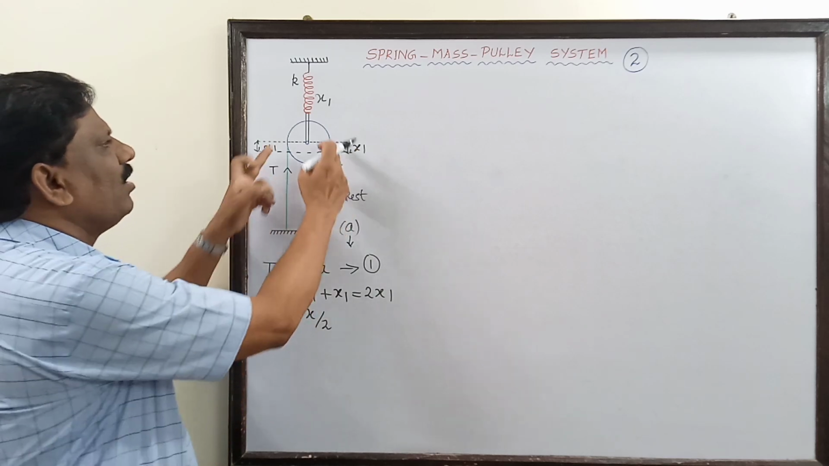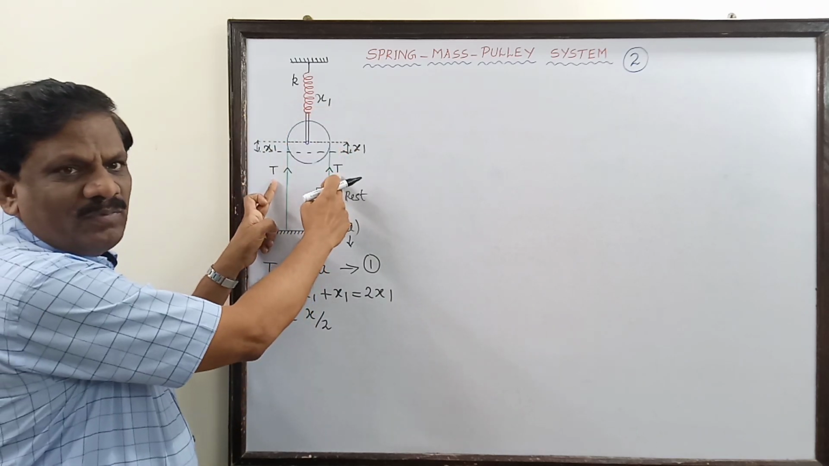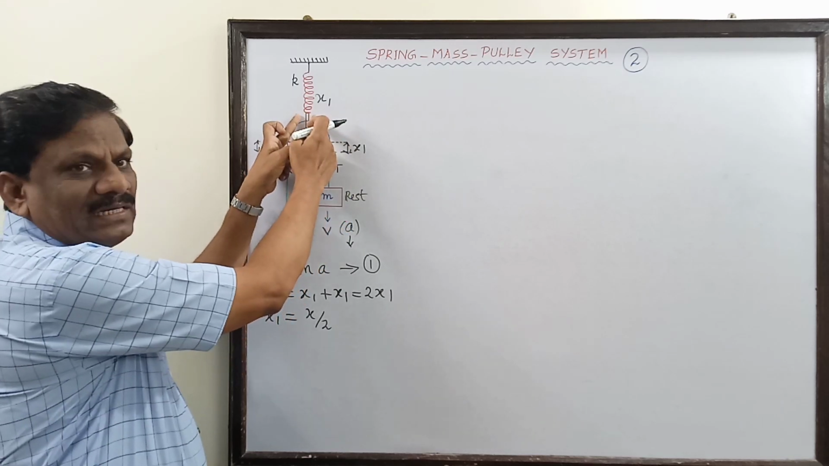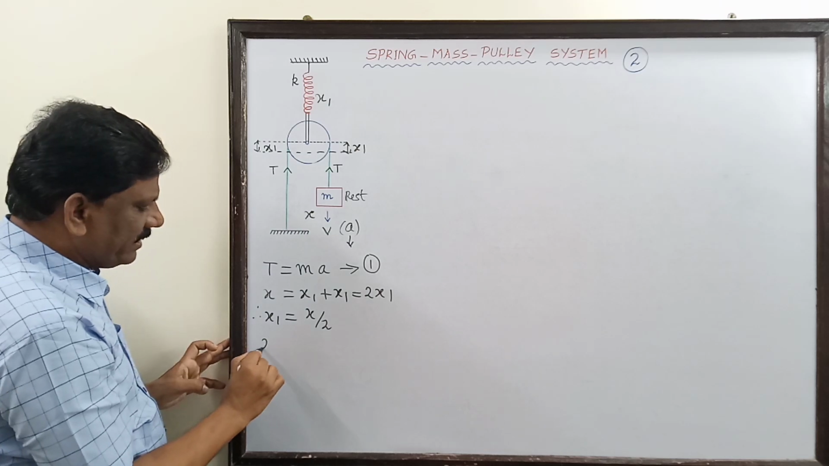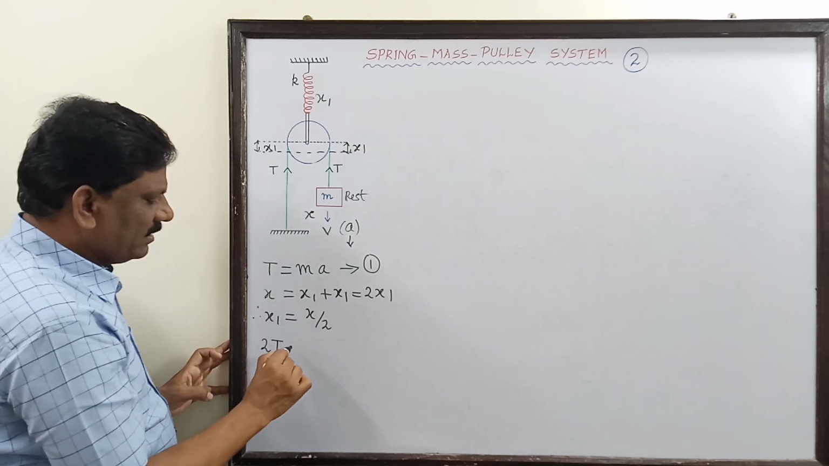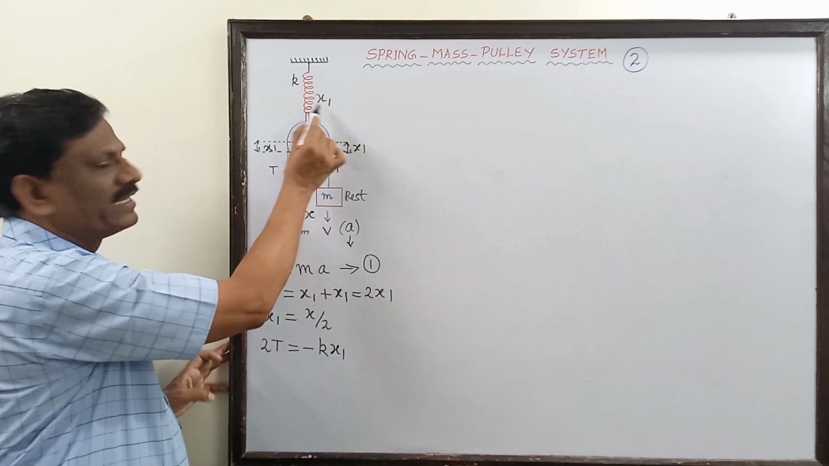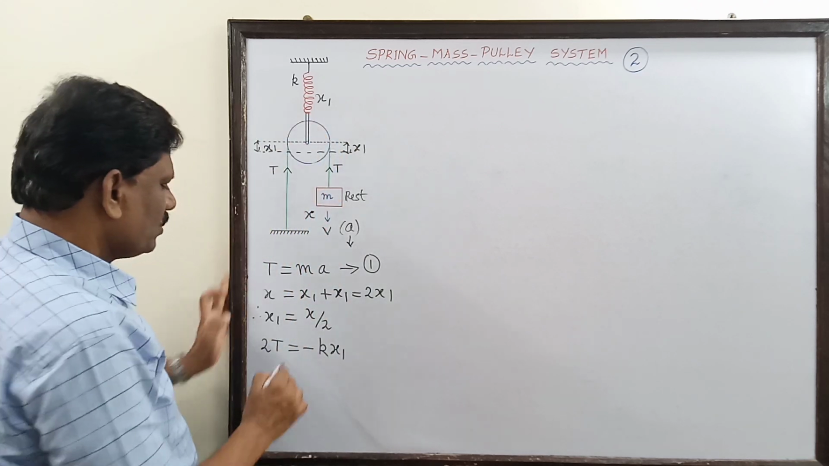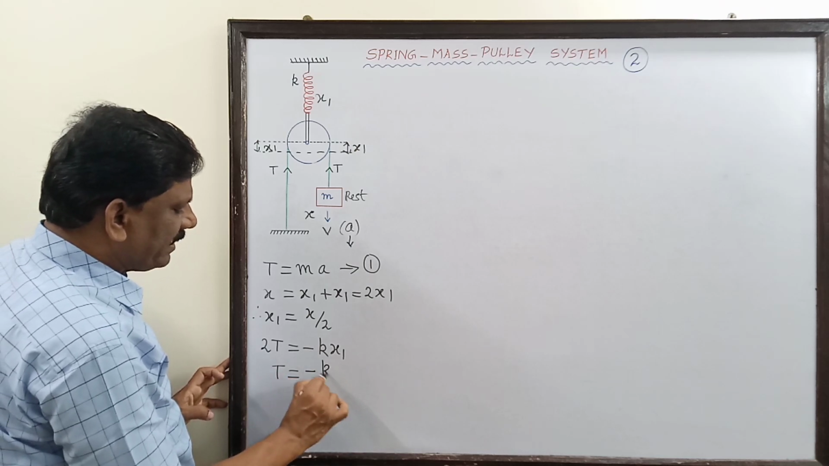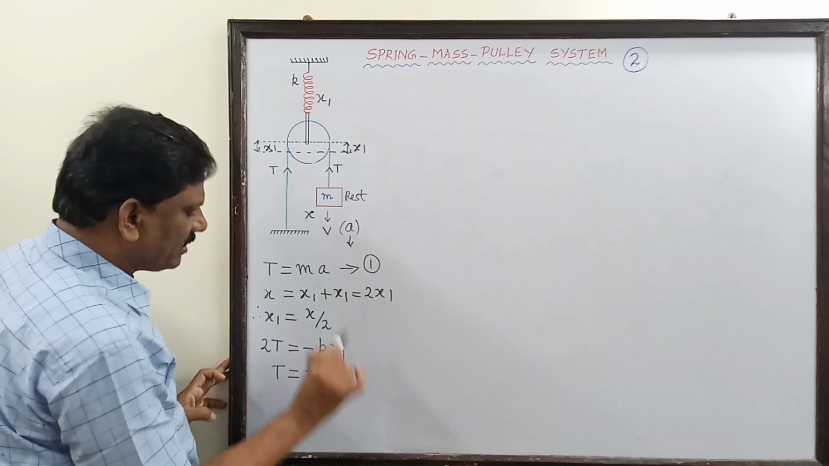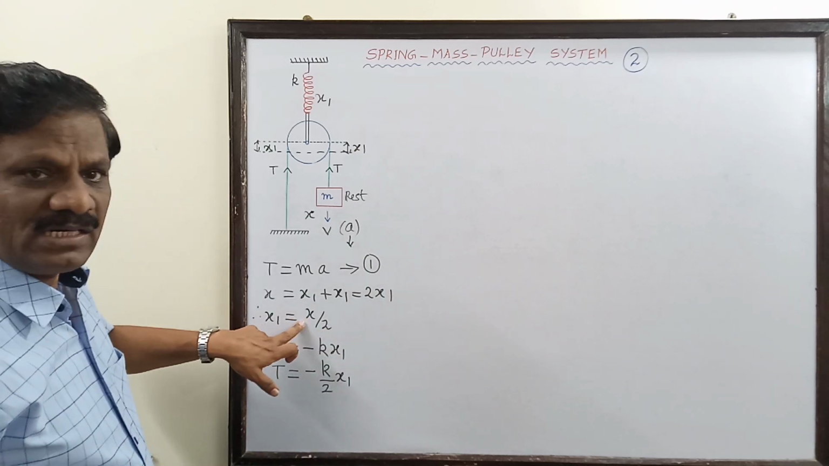Now you see here on this spring, two tensions are acting, isn't it? Both the tensions are acting at this point. So the tension acting on the spring is T plus T, which is equal to 2T. And this force 2T must be equal to minus K times the displacement x1 produced in the spring. So from this equation, T is equal to minus K by 2 into x1. But already, what is x1 in terms of x? It is x by 2.